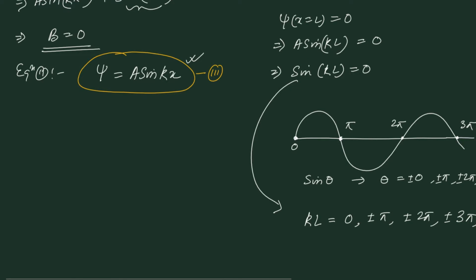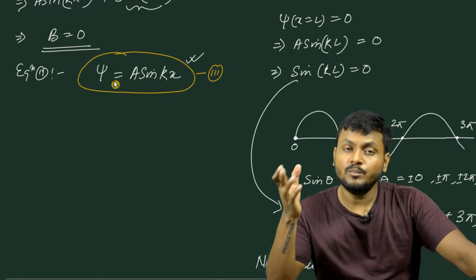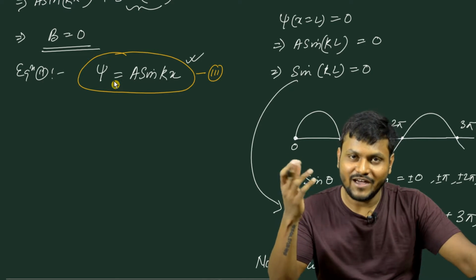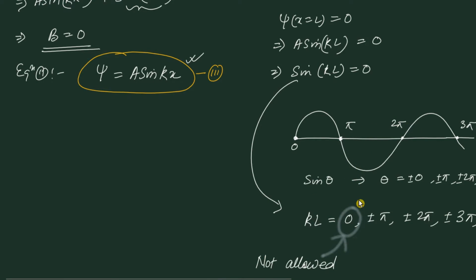Now in this particular case, k is equal to 0 is not allowed. Why is it not allowed? Because if I put kL is equal to 0, then this entire expression will become equal to 0 and I'll get psi is equal to 0. That is not possible because that would mean that the particle has suddenly vanished, and I don't want the particle to suddenly vanish out of nowhere for no reason. So this condition is not allowed physically.